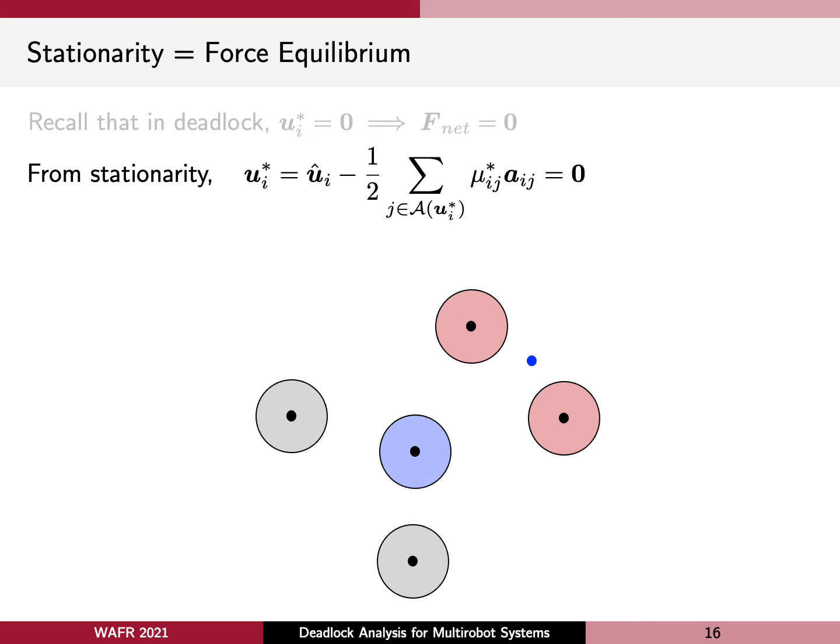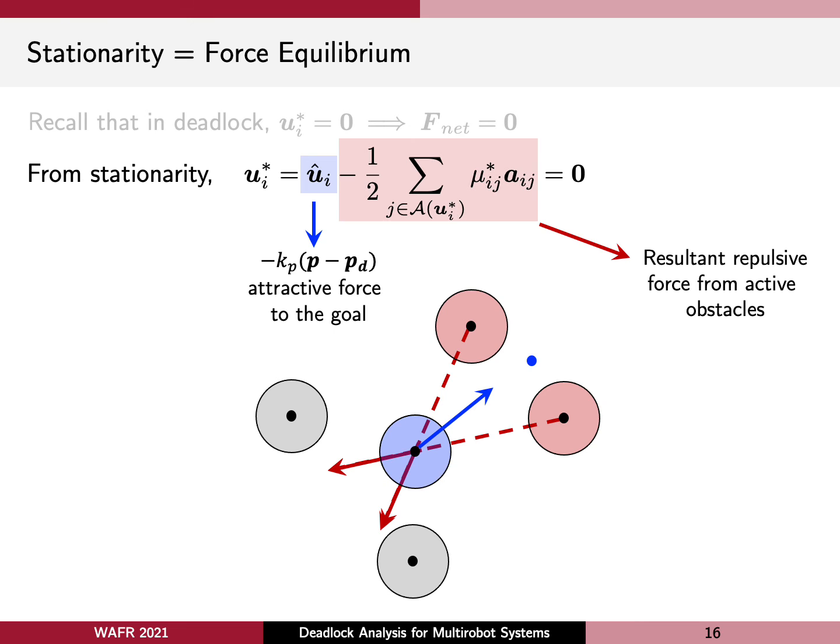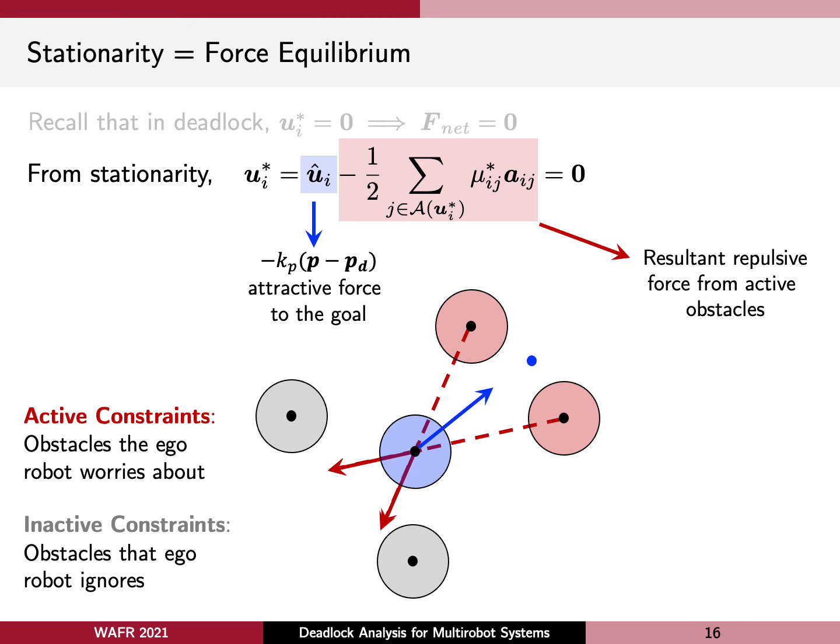So here are the robots. The blue one is the ego robot. The blue dot is its goal. The red robots are the active robots from the perspective of the ego robot, that is, the active constraints, and the gray ones are the inactive robots. The first term, ui hat, represents an attractive force pulling the ego robot towards its goal. That is shown with this blue arrow. The second term represents the resultant of repulsive forces from active obstacles that are shown in red color. So remember that only active constraints matter. Those are the obstacles that the ego robot worries about for collision, and they are repelling the ego robot.